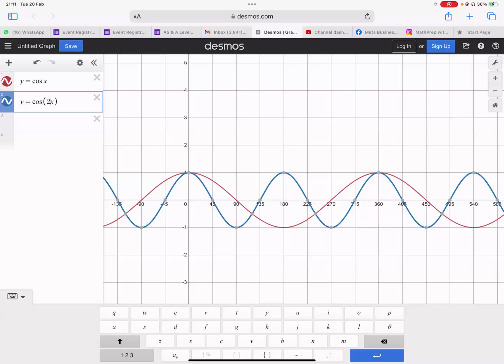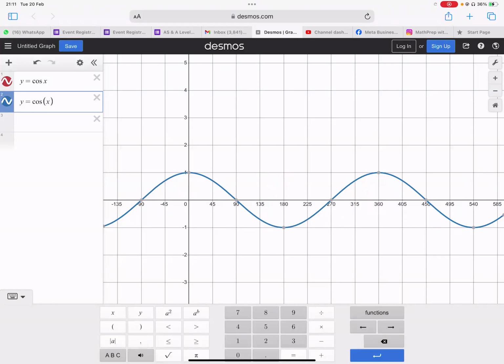If we do something like this, for instance, x over 2, or maybe x over 3, can you guess what's going to happen in that case? X over 3.